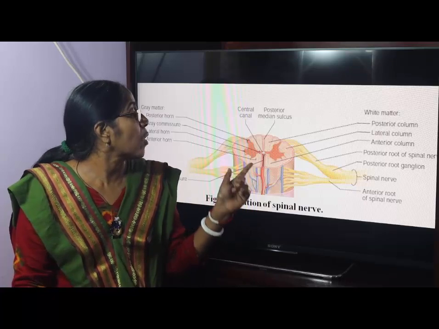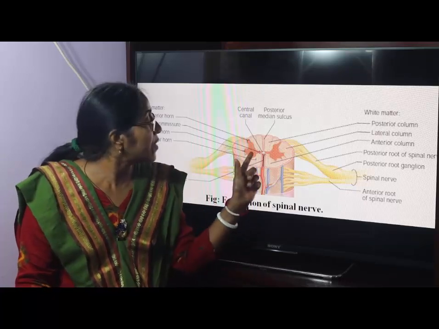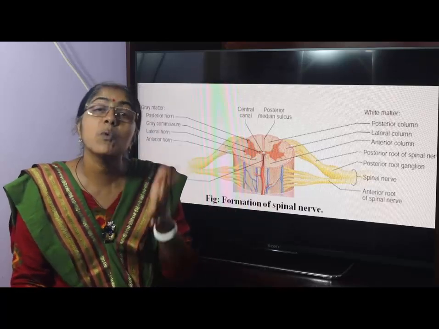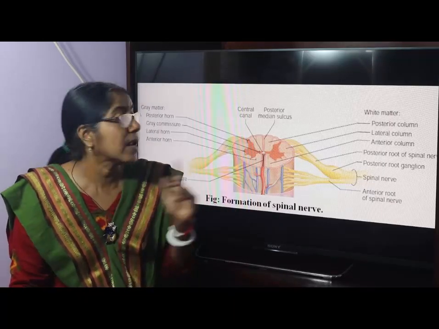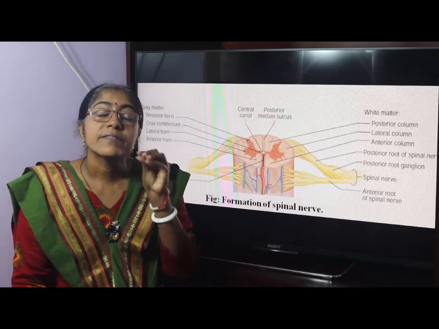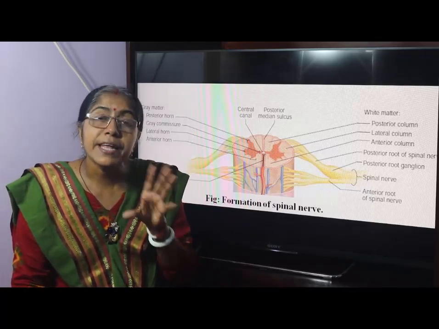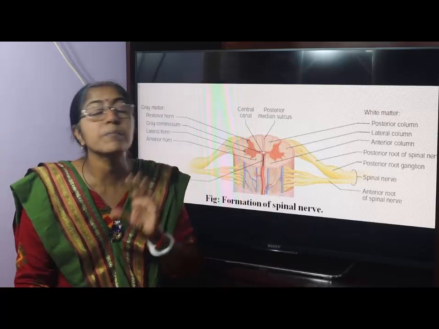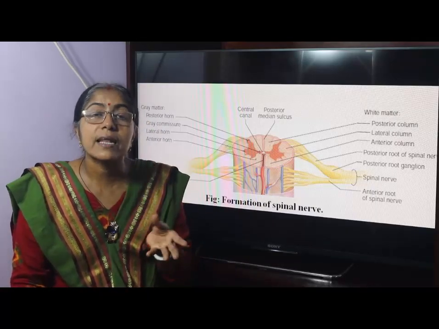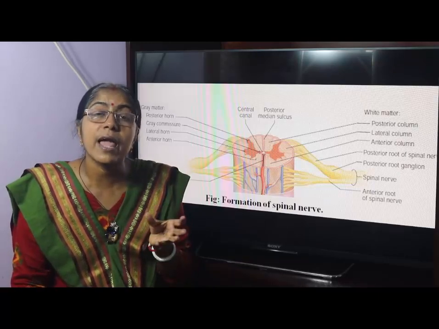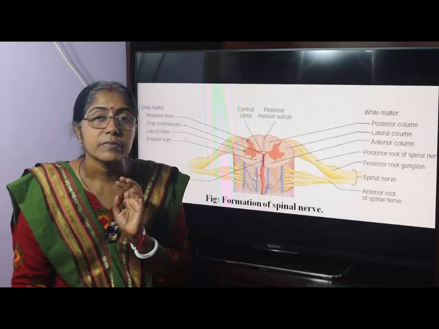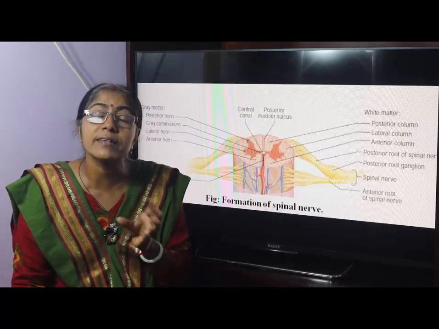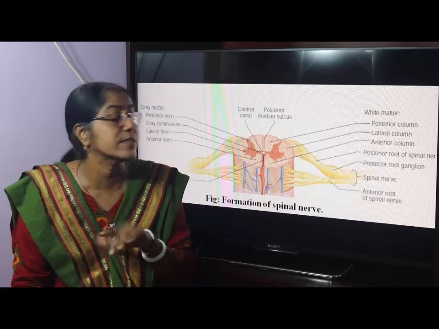The spinal cord consists of central gray matter surrounded by white matter. Now, what do you mean by gray matter? Collection of cell bodies, neuroglia and blood vessels are termed as gray matter. And what do you mean by white matter? Collection of axons, neuroglia and blood vessels. Now, what do you mean by neuroglia? They are the supporting cells of the central nervous system.